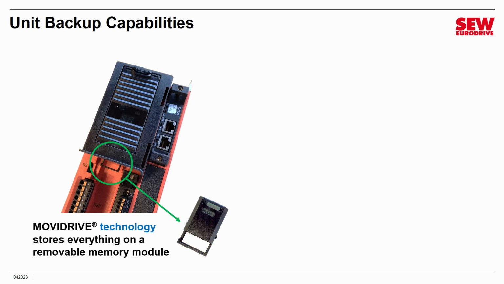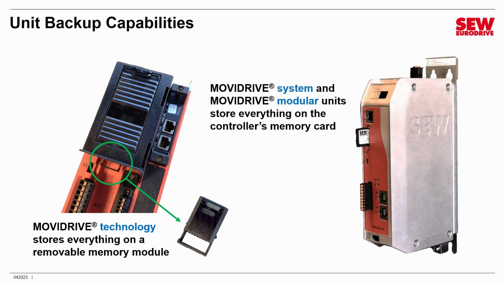Now, what if you've got a MOVI-Drive system or a MOVI-Drive modular? They back themselves up on the memory card that's in the controller. It'll either be an SD card in the smaller controllers or a CFast card in the bigger ones. You probably have seen SD cards in digital cameras. They're very common. Anyway, everything is on the card, and that will have the whole configuration.